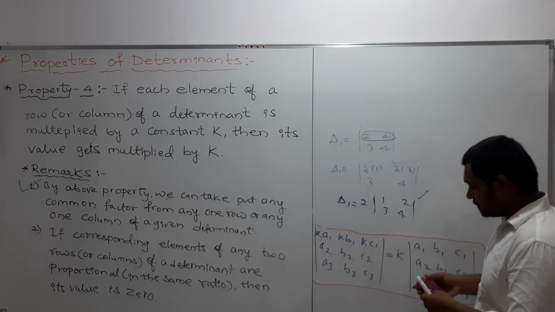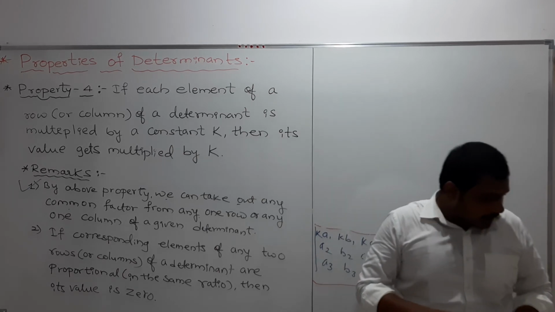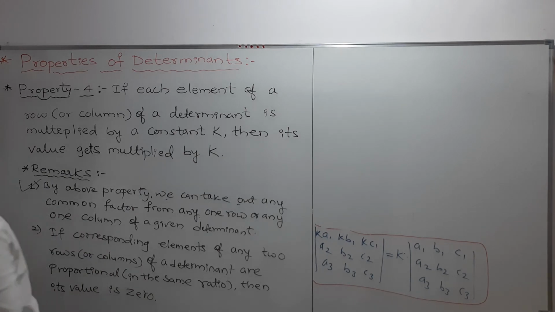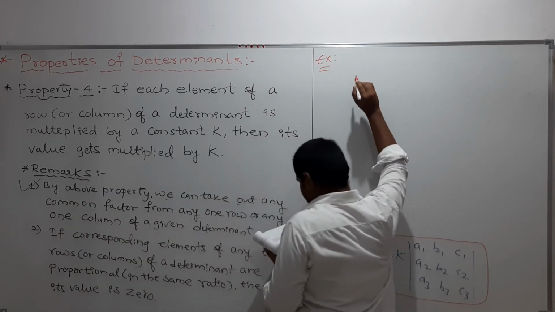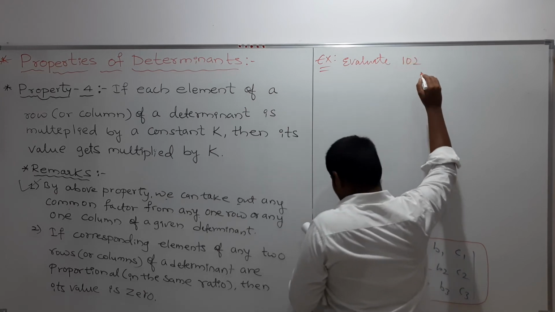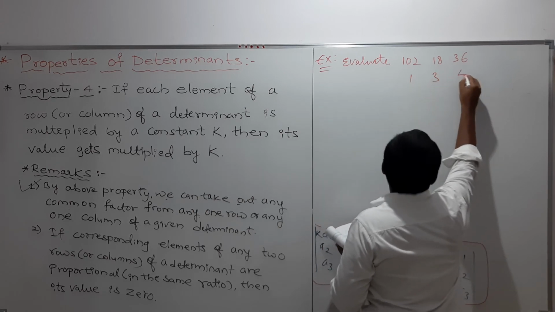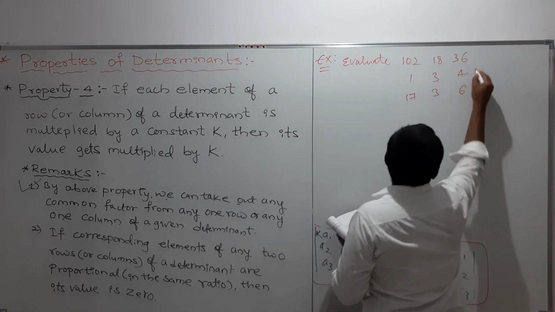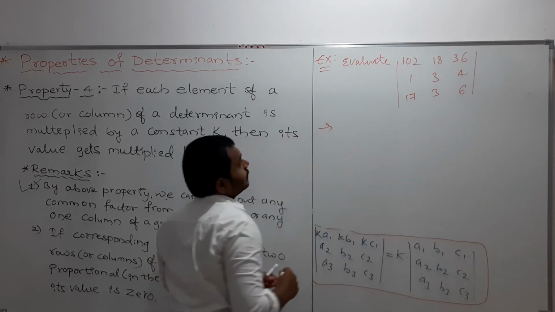So what does the second property say? To prove the second property, I'll take one example so that you can clearly understand. I'm taking one example that is inside your textbook. Evaluate the determinant with first row 102, 18, 36, second row 1, 3, 4, and third row 17, 3, 6. This is the one example I am taking here.